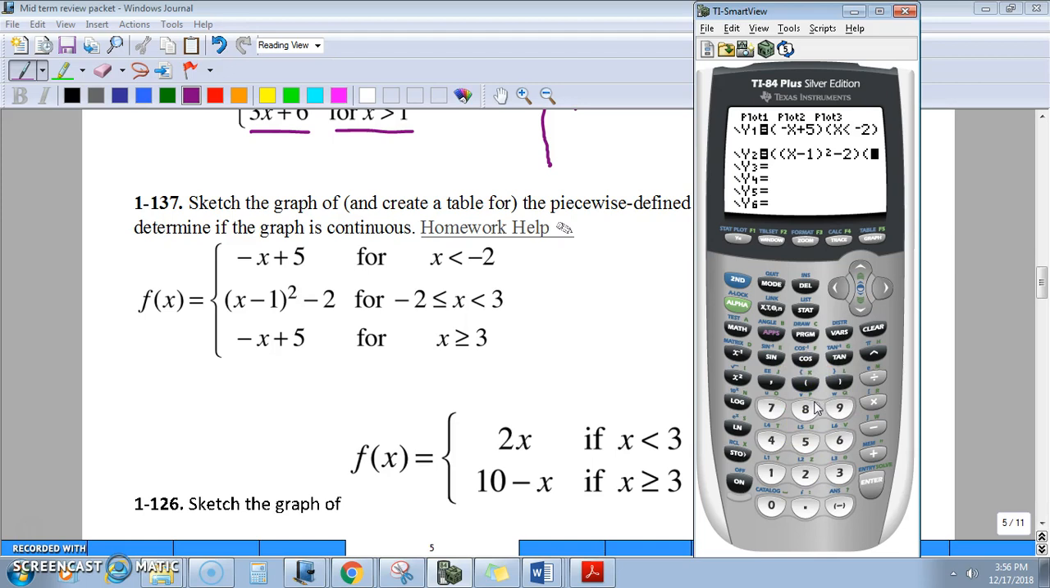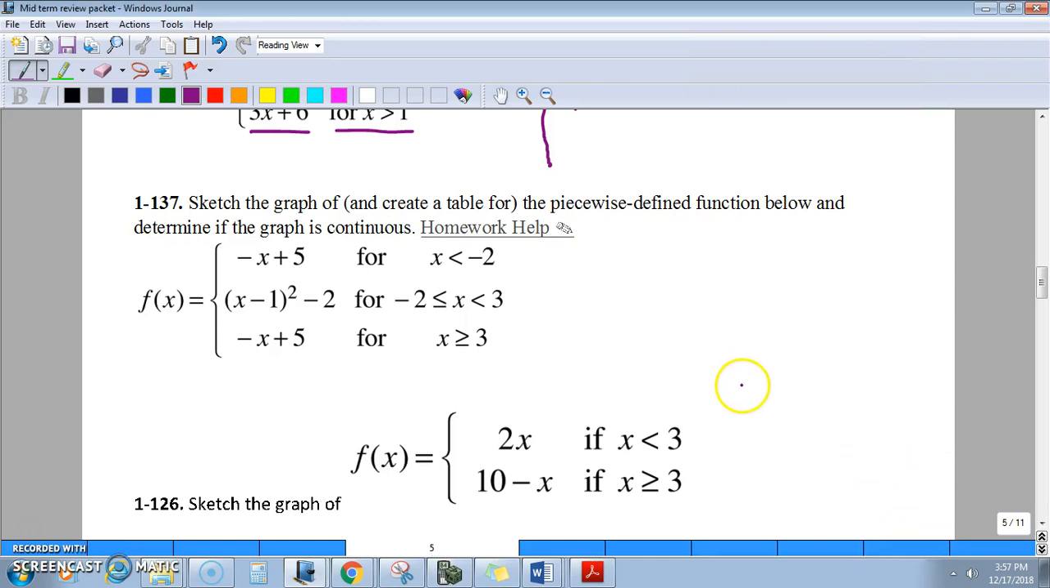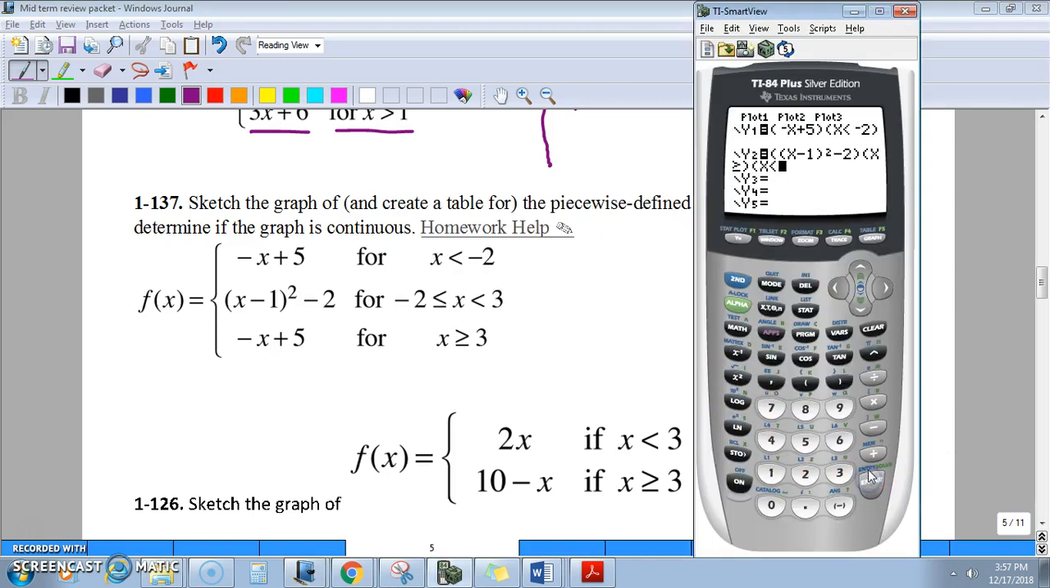Then open parenthesis. This one's going to be tricky because not only do I have to know that x is greater than or equal to negative 2, that's 4, parenthesis, but then I need another parenthesis because I need to know that x is less than 3. Less than 3, parenthesis, arrow down, and then parenthesis, negative x plus 5. Oh, you guys, look.